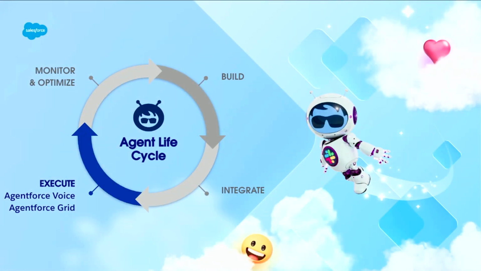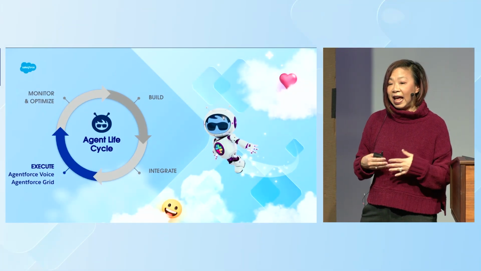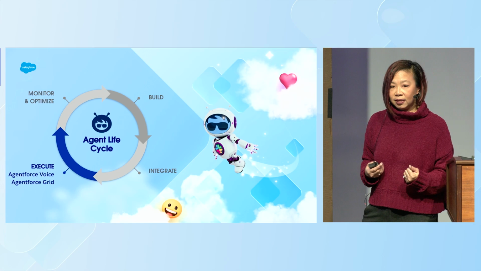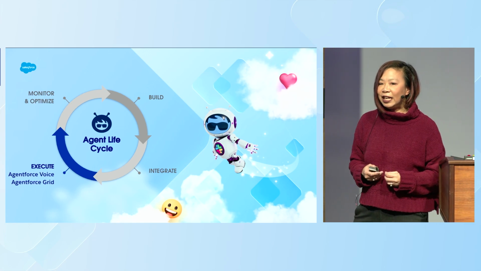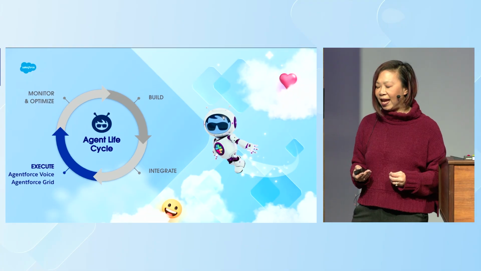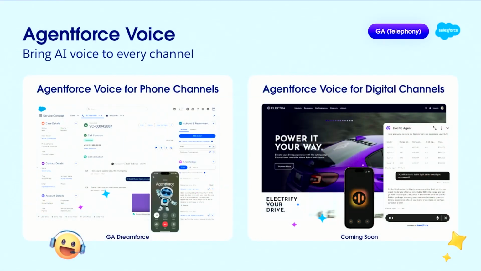So now that we've integrated our agents with third-party systems, we're going to let our users use our agents. And we have two game-changing features to help you do so: Agentforce Voice and Agentforce Grid. Now, Agentforce Voice is exactly what it sounds like. You talk to the agent, and it talks back to you.